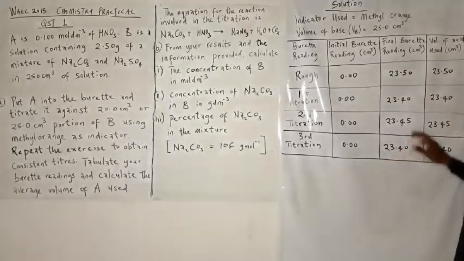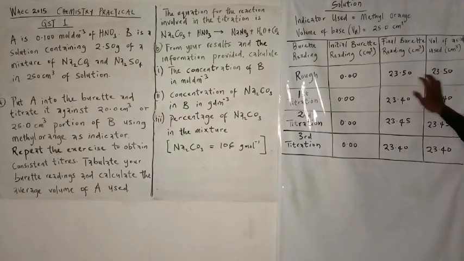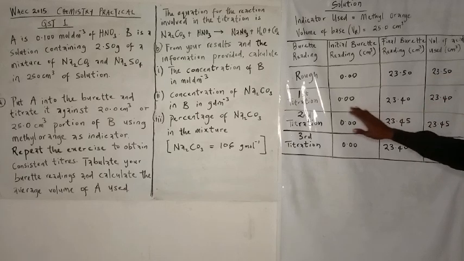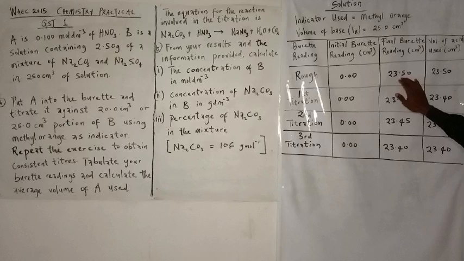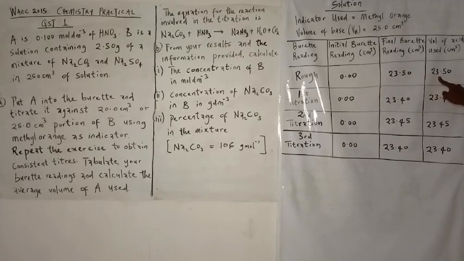So here we have that after the rough, 23.5, the first titration gave us 23.40. The second titration, we made use of 23.45 cm cube volume of acid, and for the third titration, we have 23.40. Now, how did we obtain the volume of acid used? The volume of acid used is obtained by subtracting the initial burette reading from the final burette reading. So final burette reading minus initial burette reading will give the volume of the acid used. The same thing for the first, second and third titration.